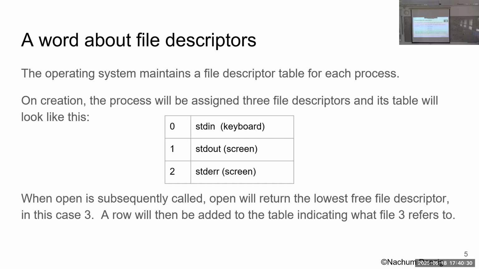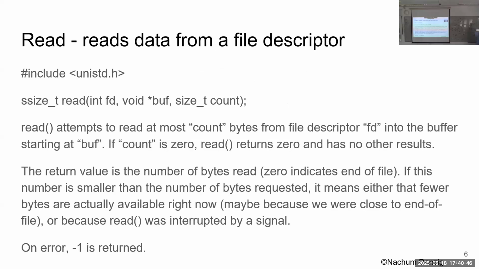When open is subsequently called, open will return the lowest free file descriptor, usually 3. A row will then be added to this table indicating what file 3 refers to, which actual path, what file name it refers to.